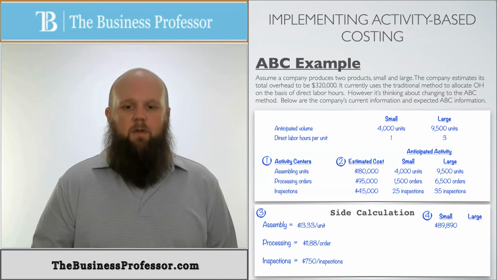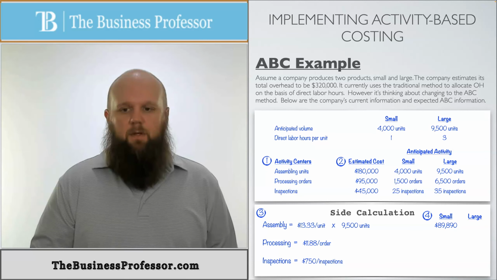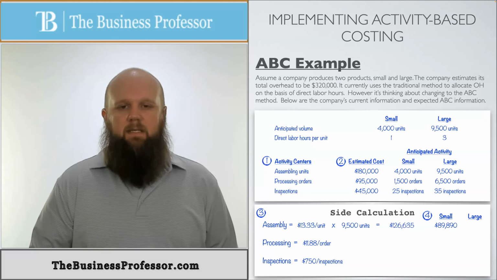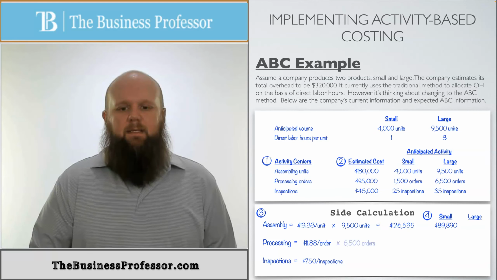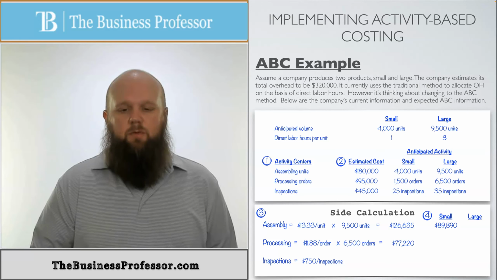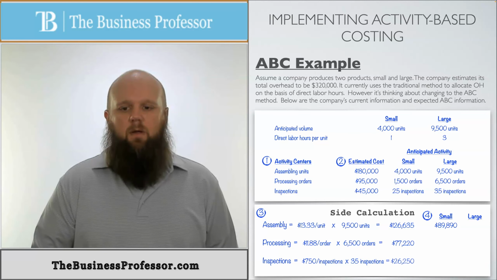Now let's do the same thing for large. Same rate, $13.33, times the 9,500 for the large. That's going to give me a total of $126,635. $11.88 per order times the 6,500 orders. That's going to give me $77,220. And finally, $750 per inspection times the 35 inspections for large. That's going to give me a total of $26,250. Add that up. That's going to give me a total of $230,105. That's what I'm allocating in total for large.